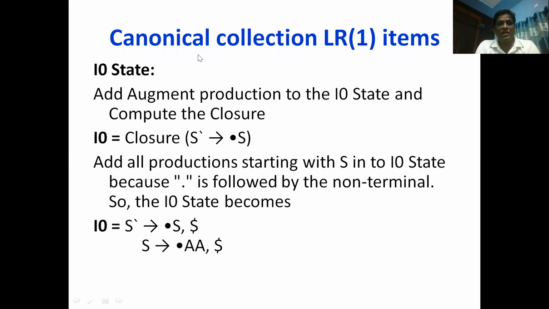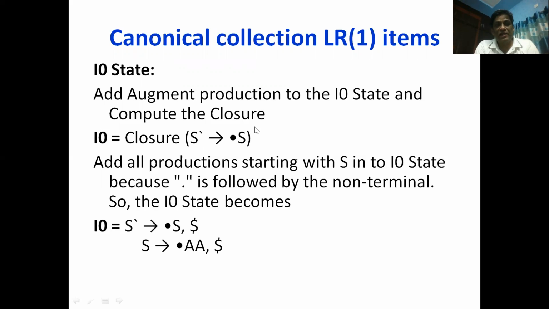Now calculating the canonical collection of LR(1) items. We'll begin with I0 state. I0 state is calculating the closure of the augment production. That is, closure of the augment production is S dash implies dot S, comma dollar.